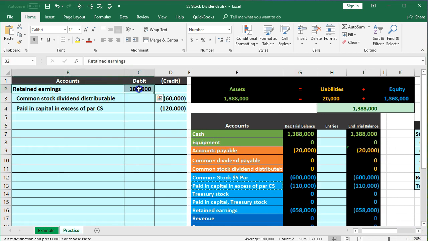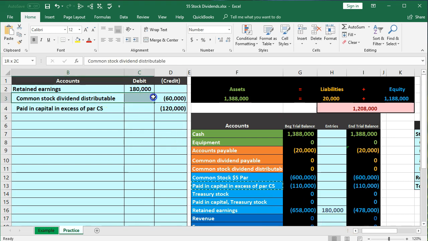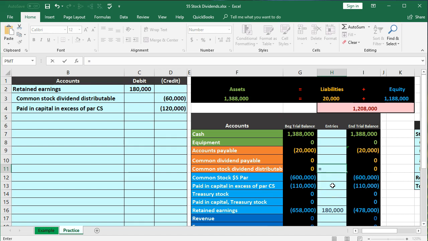Here's retained earnings in the trial balance. Here it is on the journal entry. Here it is on the trial balance. We're going to be here in cell H16, where we will say equals, point to that 180, bringing the 658,000 down by 180 to 478,000. Here's the common stock dividends distributable, a liability. Here it is on the trial balance. We're going to be here in H11, where we will say equals, point to that 60,000, bringing the balance up from 0 to 60,000.